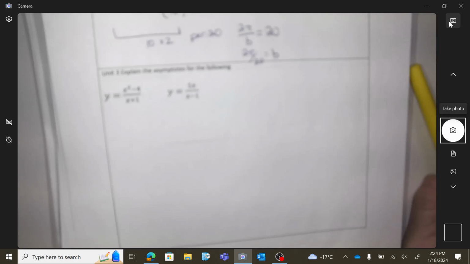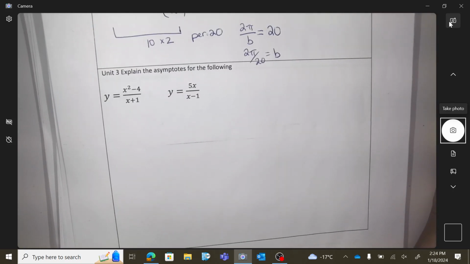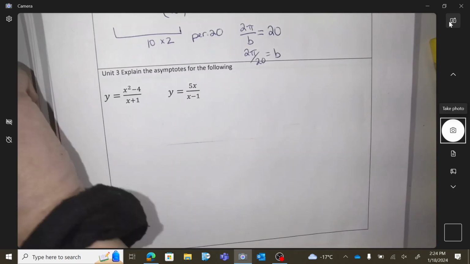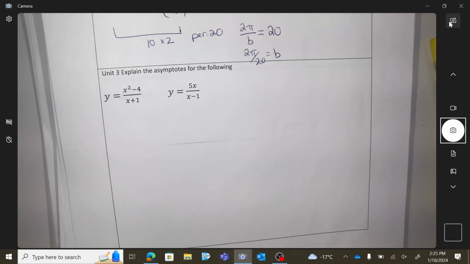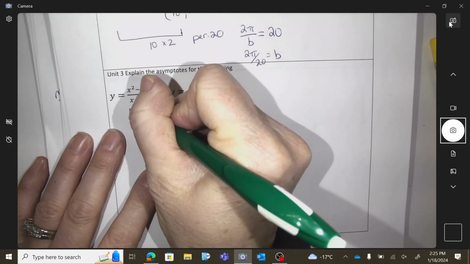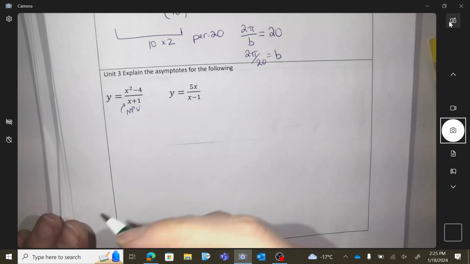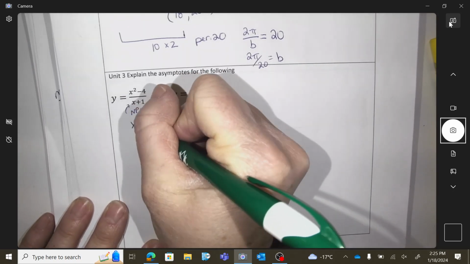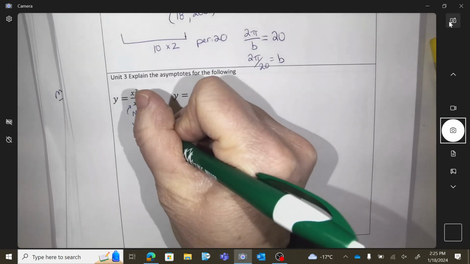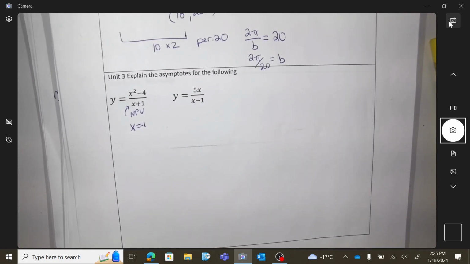Okay, rational functions. When you do rational functions, you need to analyze two things: the vertical rules, the domain, and the horizontal rules. So first thing is the non-permissible value. What's not allowed? -1. -1 is not allowed.